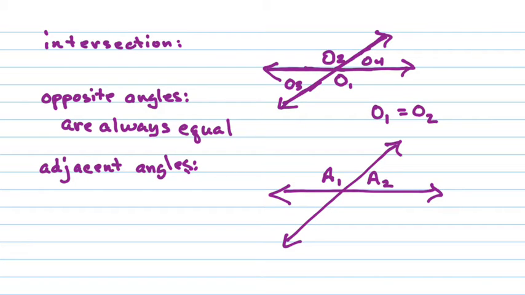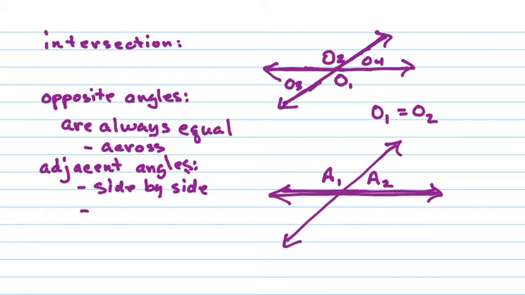So opposites are always equal, and opposite means always across from each other. Adjacent means side by side. And if two angles are adjacent, that means they lie on a straight line. And what does that mean if I have two angles that lie on a straight line? They'll always add to 180. Exactly. So the sum is always 180. So if you know one of them, I can find the other one simply by subtracting it from 180. We did a lot of that last time when we looked at those straight angles.